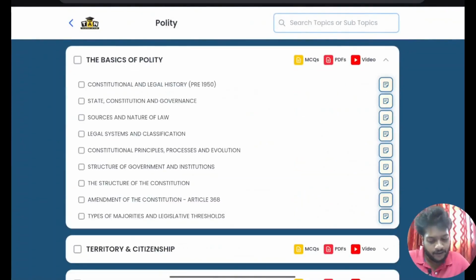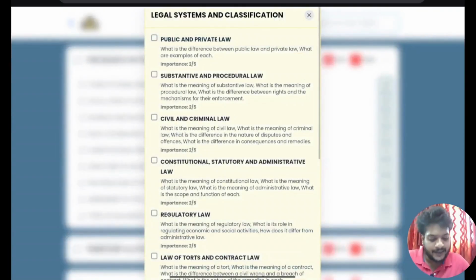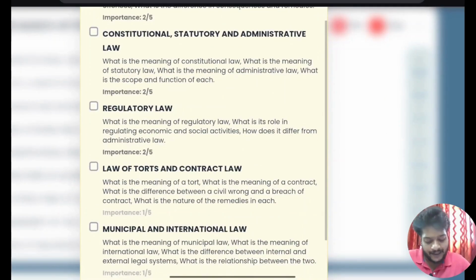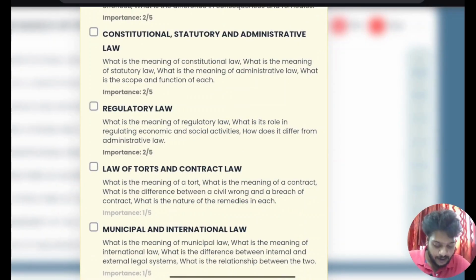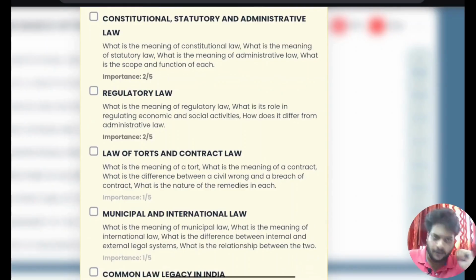So, for example, in your basics of polity, this is your vocabulary of polity. So, you have one subtopic dedicated to legal systems and classification. Now, there has not been a question directly on the law of torts and contract law. The difference between municipal law and the importance of international law, these aren't really exact questions that are asked. Hence, the importance rating is very low.